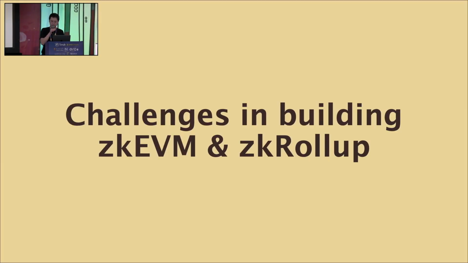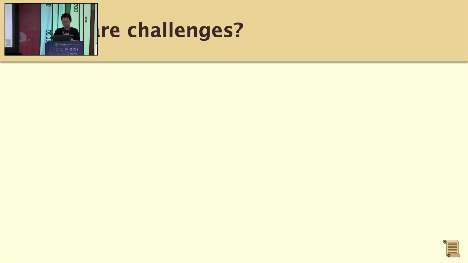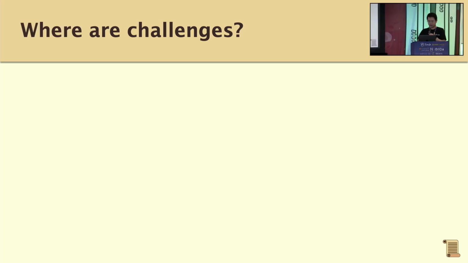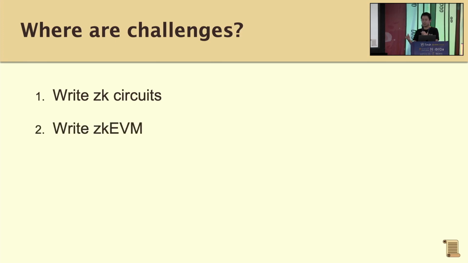Now I'm going to share some of the challenges in building the zkEVM and the zkRollup. Where are the challenges you can think of in building these things? First, you need to learn how to write zk circuits, which is harder than writing regular programs. Next, after you learn how to write zk circuits, you can build the zkEVM using the tools, the recent protocols, zk products, and open zk frameworks. Last, after having the zkEVM, you can build the infrastructure to run the zkRollup, to build proofs, to roll up, and to finalize on layer 1.